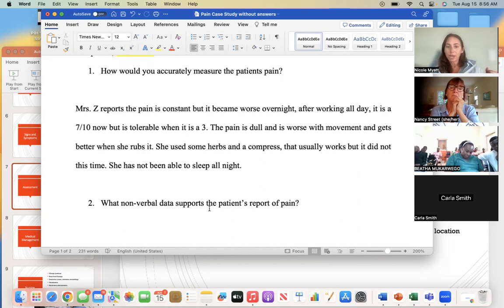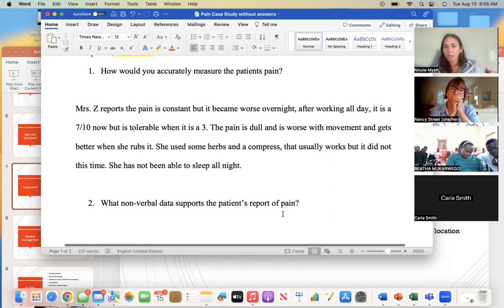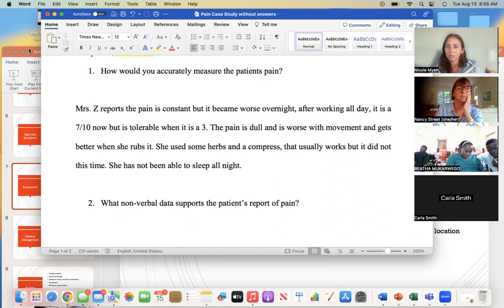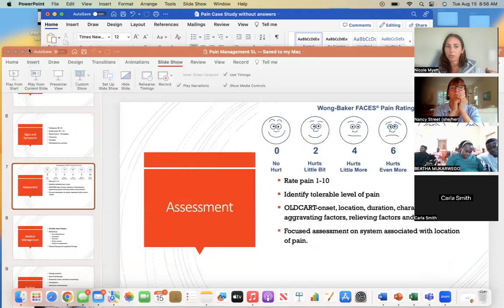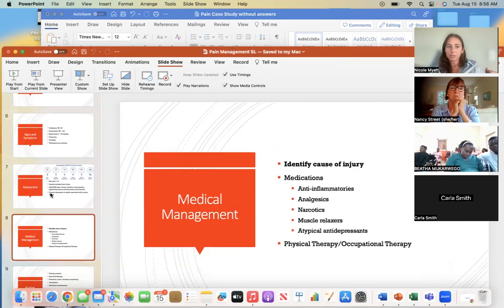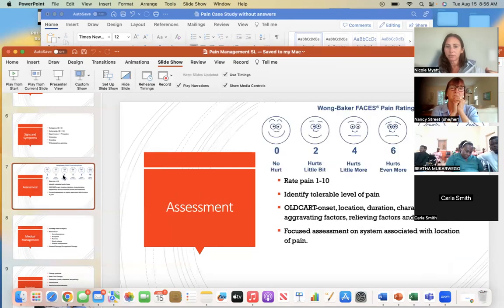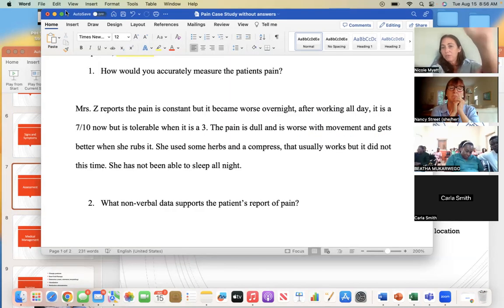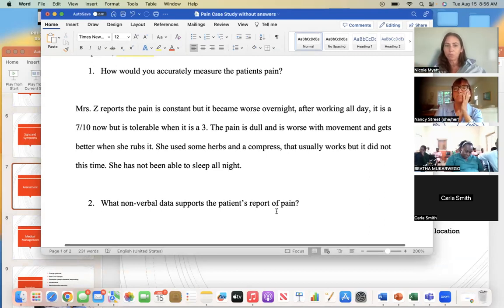What nonverbal data supports the patient's report of pain? Do you remember how we look at pain if somebody isn't able to talk? Grimacing. Yeah, or guarding. Maybe if you go to do a range of motion on that shoulder and she bats your hand away. Remember, she said that moving it made it worse. So that would be nonverbal cues that would tell you more about the pain.